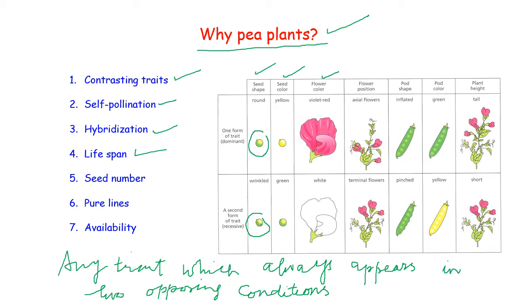Then seed number. The seed number in pea plants is large, but it's not that large. It is appropriate for calculations and formulations, so seed number was also appropriate for carrying out the experiments. Pure lines can easily be generated in pea plants because you can self-pollinate them. The seventh is availability. You can get the seeds from anywhere. They are easily available and you can get them and perform the experiments.